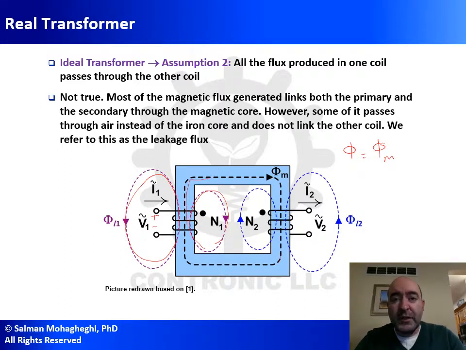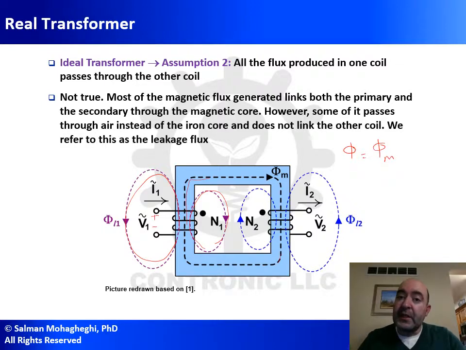The amount of leakage flux does depend on the design of the transformer. So if the windings are very tight and you don't have a lot of open spaces between the winding and the core, you're going to have less leakage flux. However, even in the most accurate design, you're still going to have some portion of the magnetic flux which is not going to be closing its path through the magnetic core, and instead is going to be crossing through air.